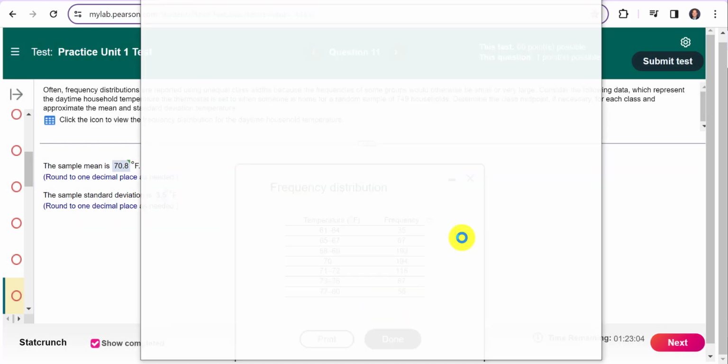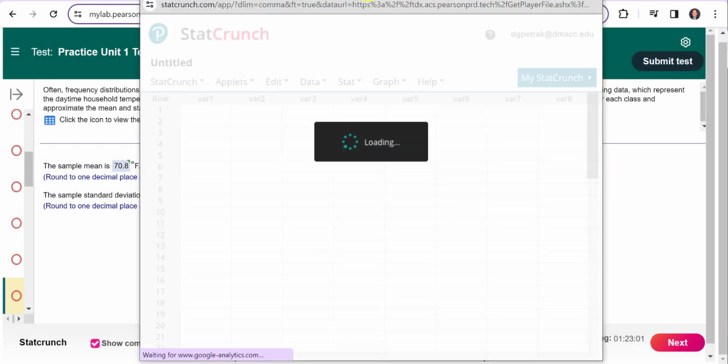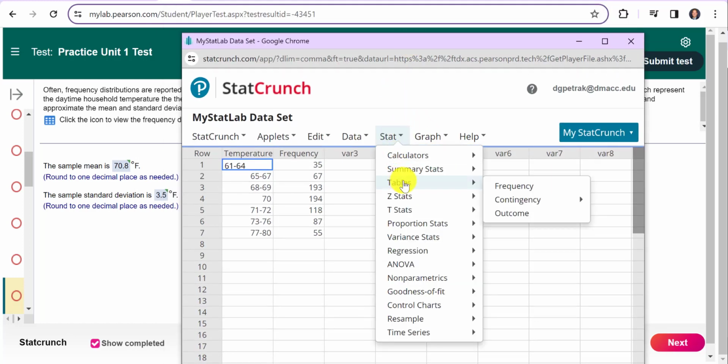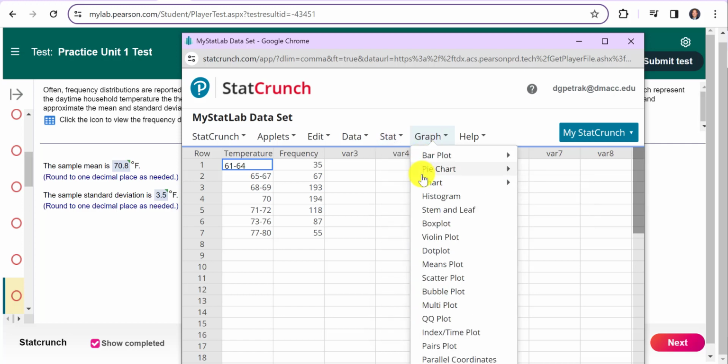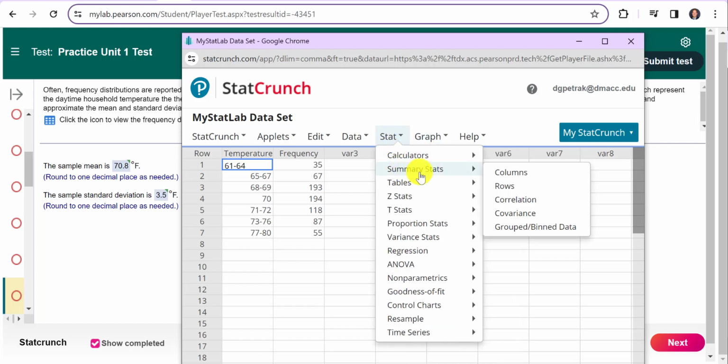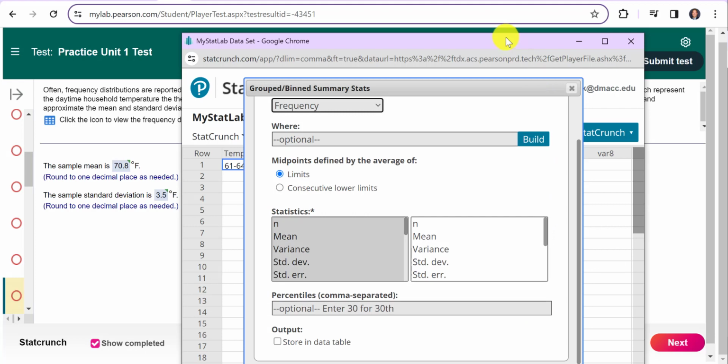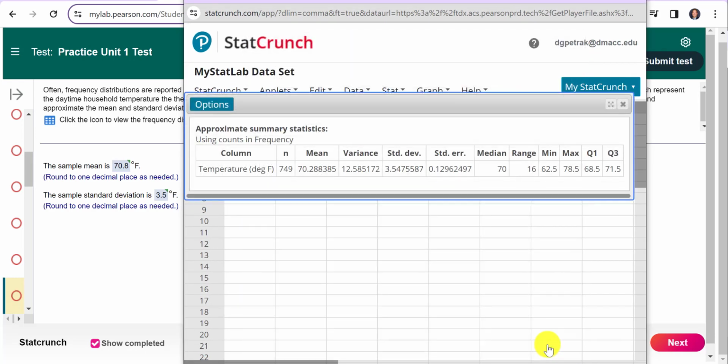So let's go ahead and open StatCrunch. And we had a homework problem. This is where we're going to go Stat. Let's see here. We want frequency. Oops, I'm sorry. Stat, Summary Stats. There we go. Grouped bin data. The bins are in the temperature. The counts are in the frequency. Midpoints defined by the average of the limits. Let's try that one. Hit compute. And there we go.